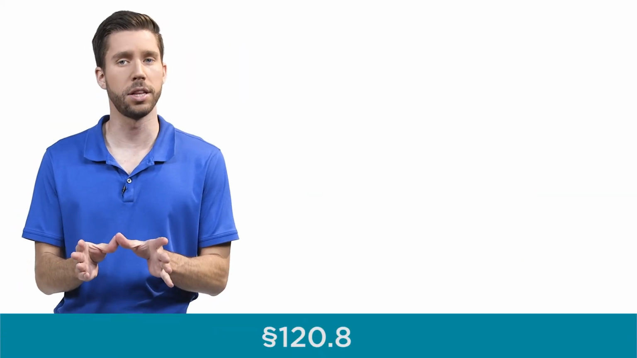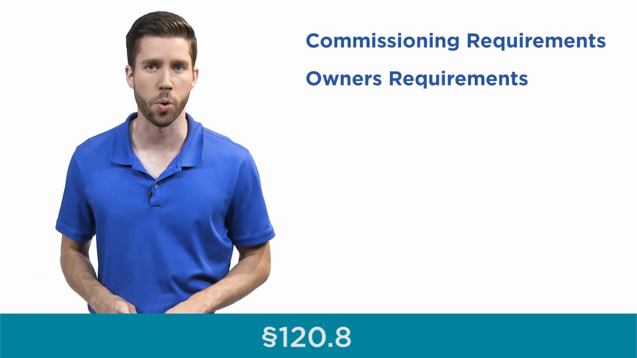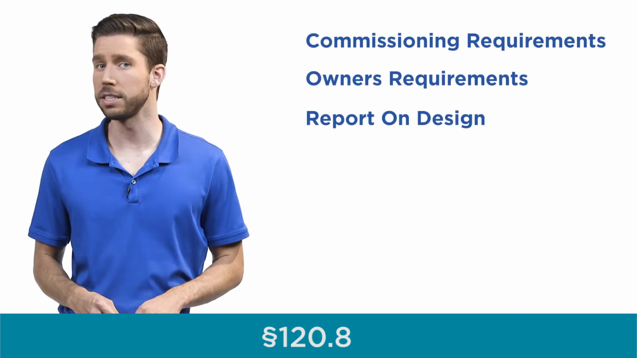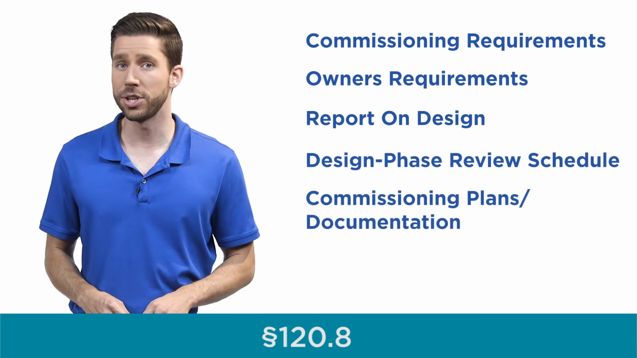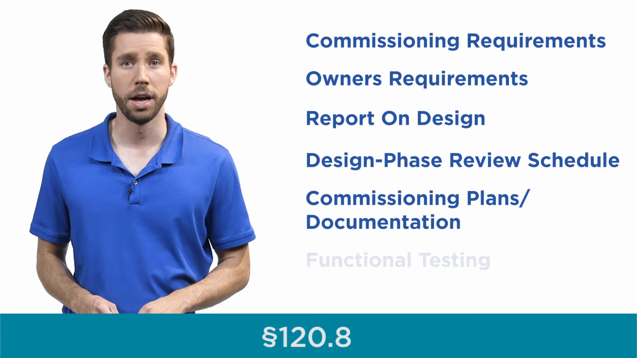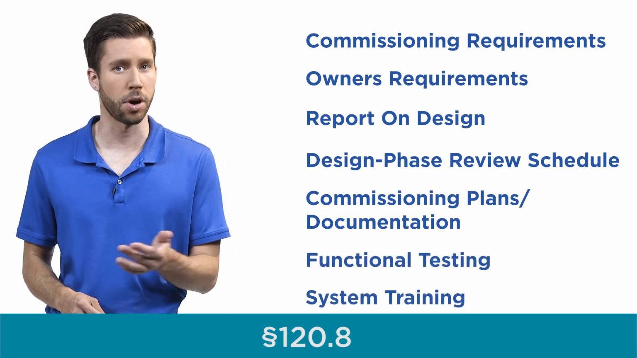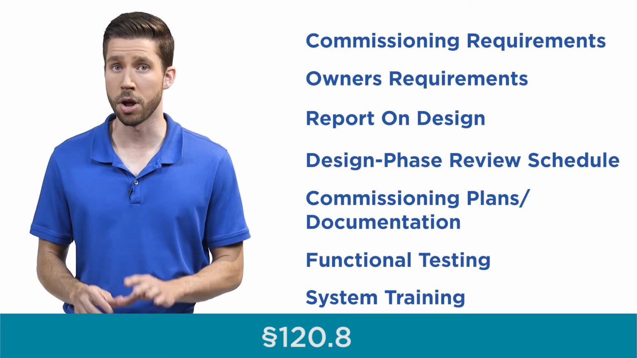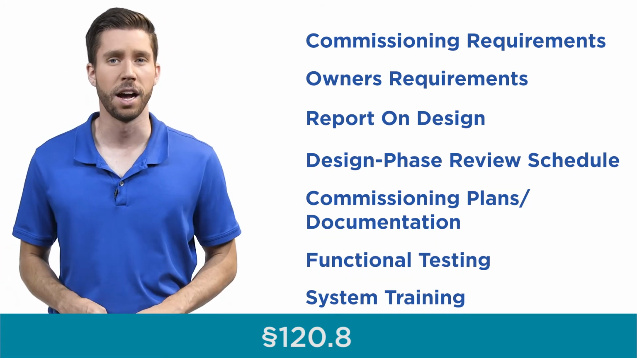Specific requirements include a summary of commissioning requirements, documentation of owner's requirements, a report on the basis of design, a design phase review schedule, commissioning plans and documentation, functional testing, and system training for building operators or owners. More information on all of these requirements can be found in section 120.8 of the Energy Standards.